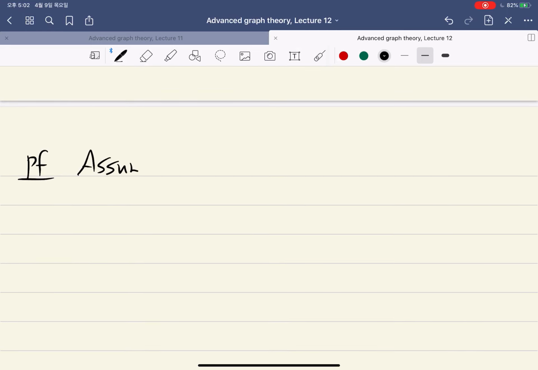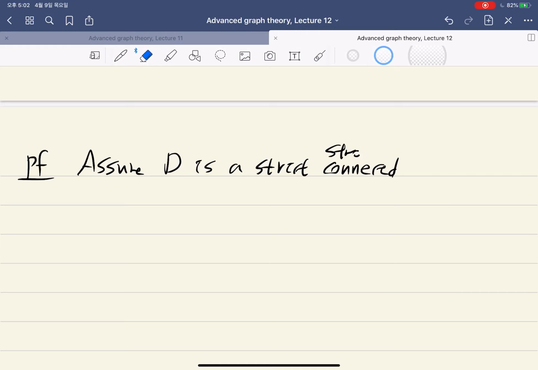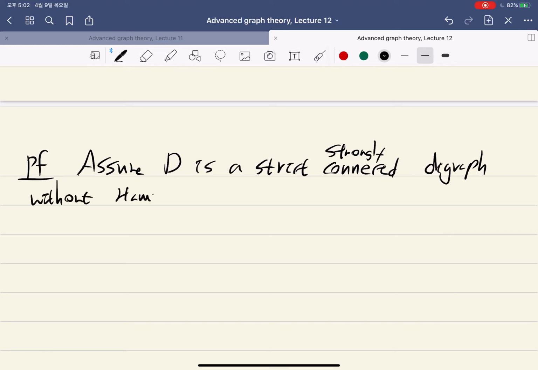So assume D is a strongly connected digraph without any Hamilton cycle. And let S be a maximal vertex set.